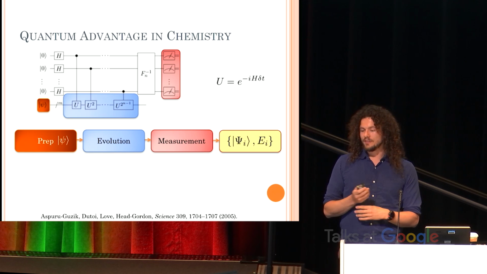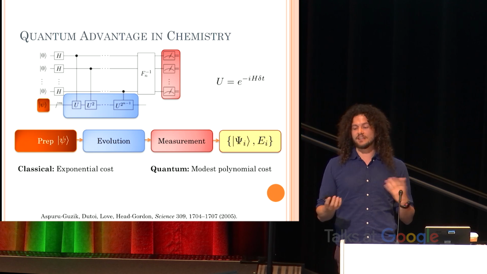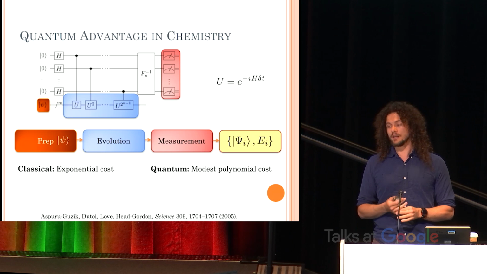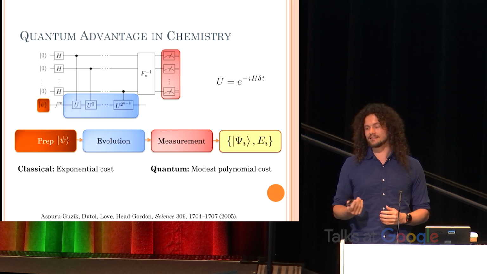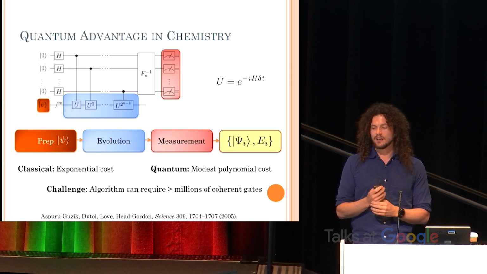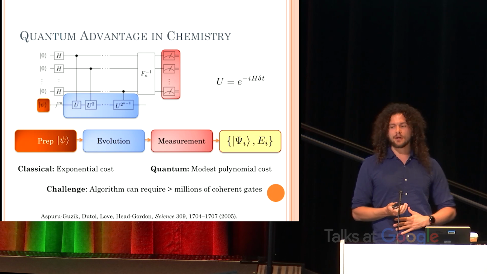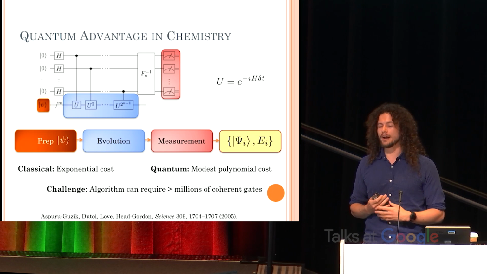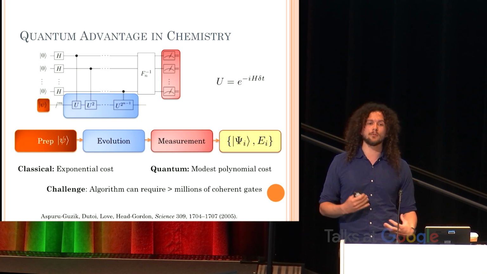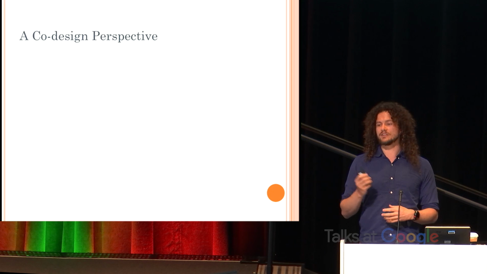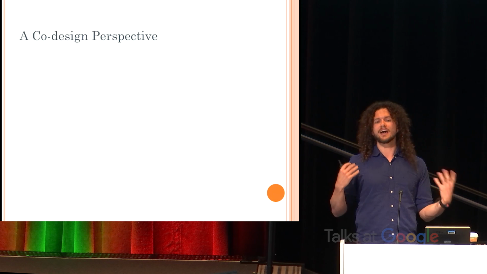And this led people to see that classically this might have an exponential cost, and quantum mechanically it seemed like a modest polynomial cost. The challenge when we went to put it on experimental devices was that it often required many more resources than were available in the lab. So we tried to look towards a different approach, and we took a co-design perspective.